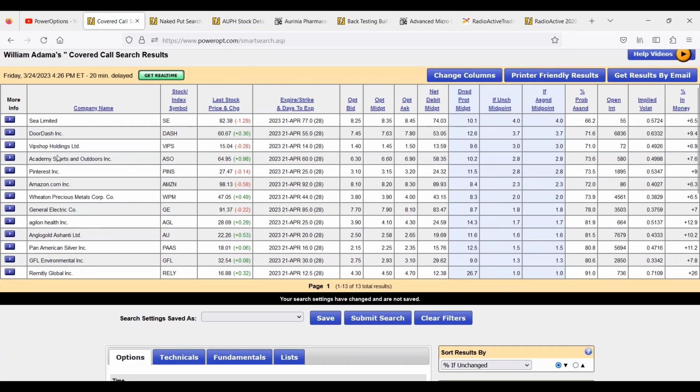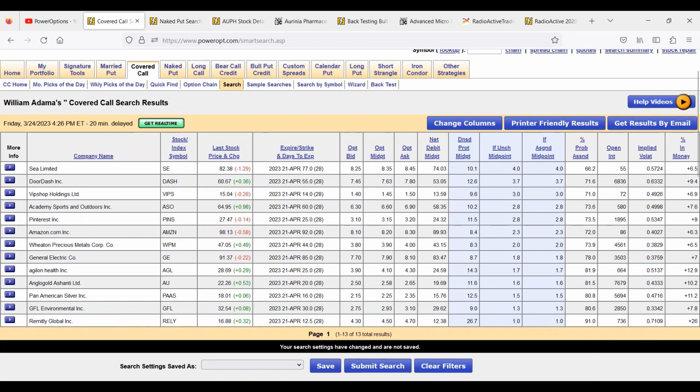But now we've got some different stocks. Academy Sports and Outdoors. That's the Mary put I opened yesterday. I like that stock. I'm not saying it's a covered call recommendation, but reasonable return for a 28-day trade. April 60 strike, going for about 660 midpoint on a 64.95 stock. Pinterest, Amazon, Wheaton, General Electric, Pan American Silver, C Limited is always an interesting one. DoorDash, I don't know if I would use. I think they fluctuate too much with the market and demand and the economy. But hey, they're looking strong and they're looking good recently.